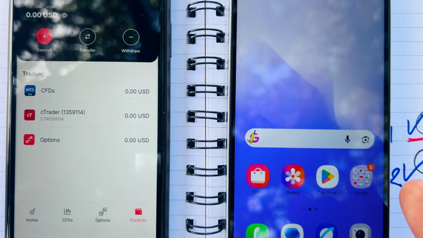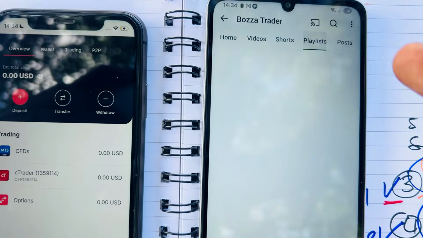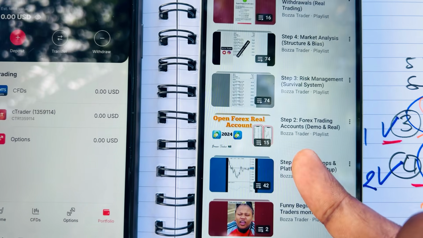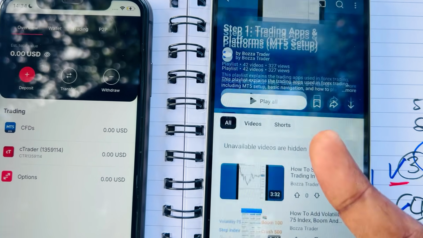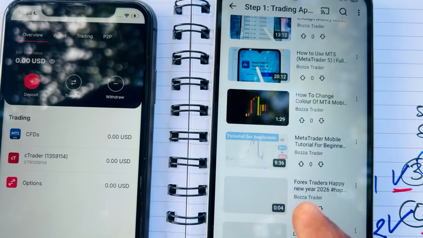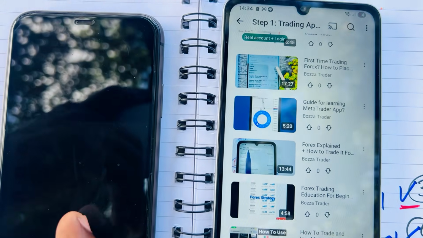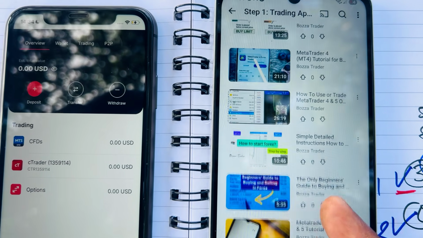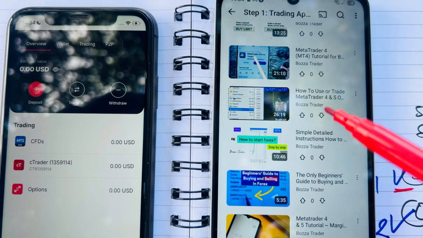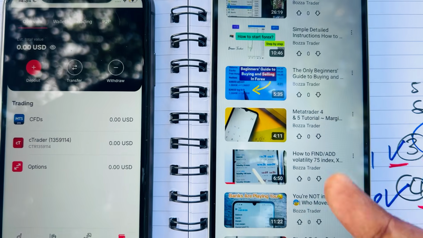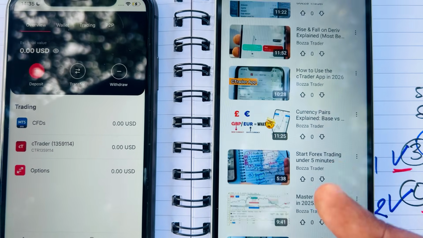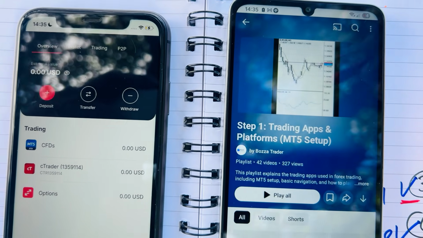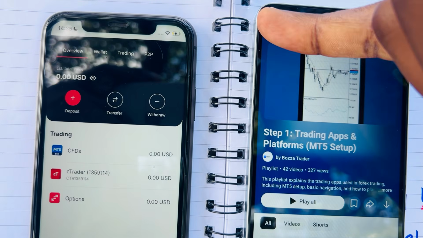We have another tutorial. You can also check the playlist. On the playlist here, we have step number 1. You can check step number 1 to learn more about how to use the MetaTrader 5 platform. We have so many tutorials here that I share with you if this is your first time trading: MetaTrader 4, and this is MetaTrader 5, and 4 for the computer version. You can watch this tutorial so that you can learn and understand how to use these platforms. It's simple, it is that easy.